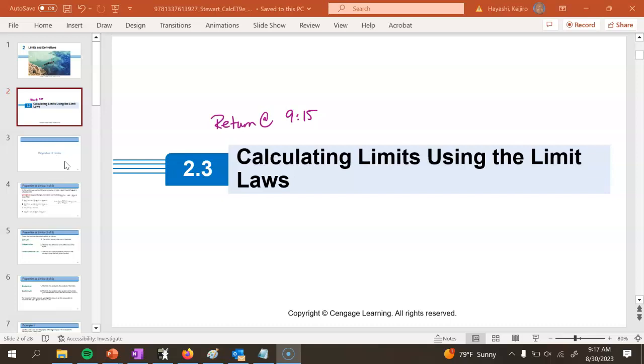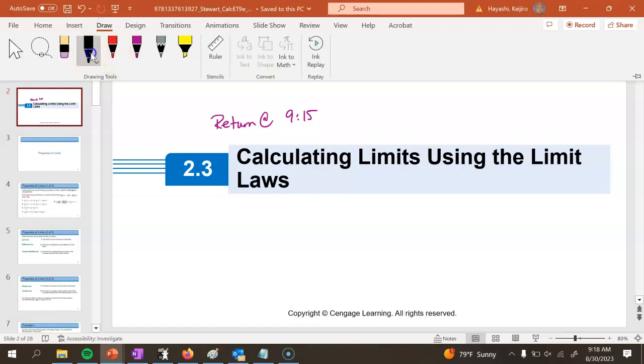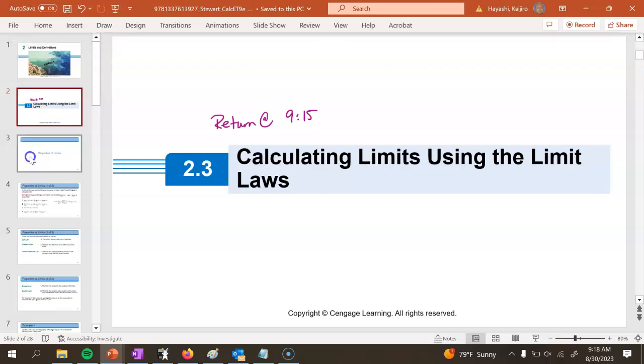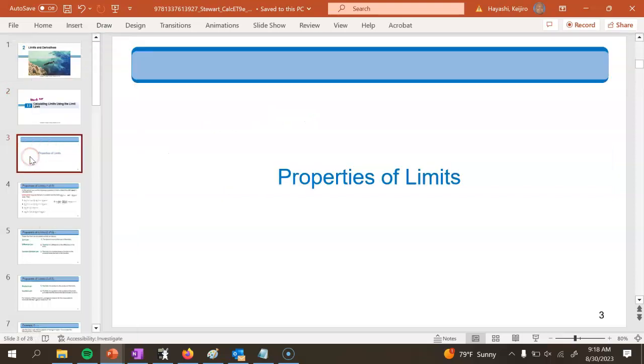So, as mathematical objects, limits follow certain rules that most mathematical objects do, and these are called limit properties, and there are quite a few. Most of them are pretty intuitive.